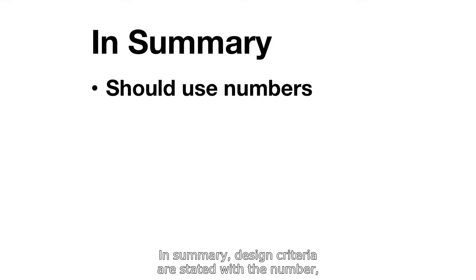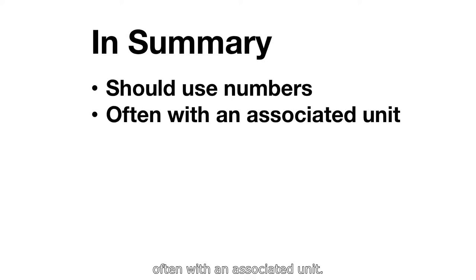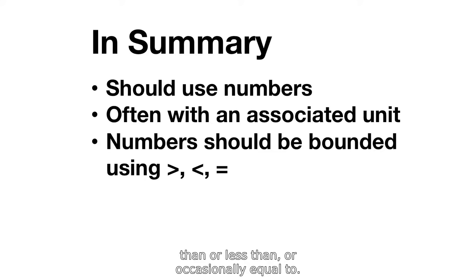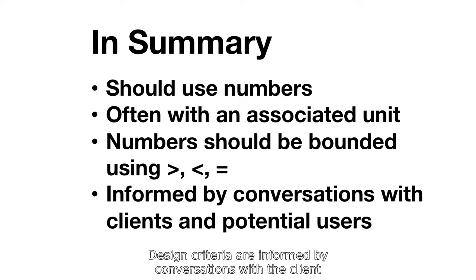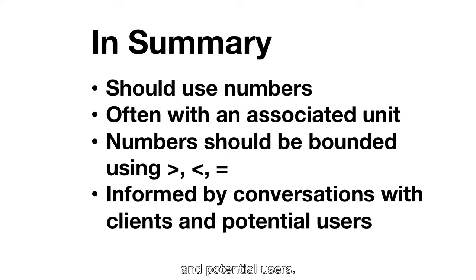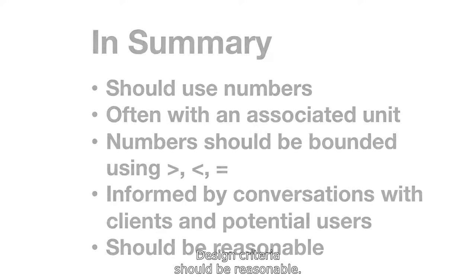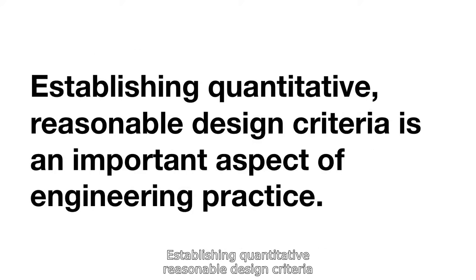In summary, design criteria are stated with a number, often with an associated unit. The numbers for design criteria are bounded, typically greater than or less than, or occasionally equal to. Design criteria are informed by conversations with the client and potential users. Design criteria should be reasonable. Establishing quantitative, reasonable design criteria is an important aspect of engineering practice.